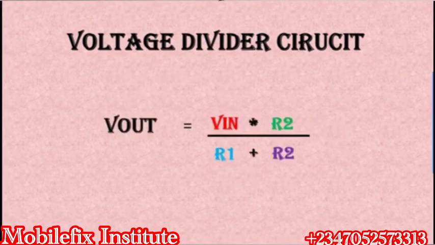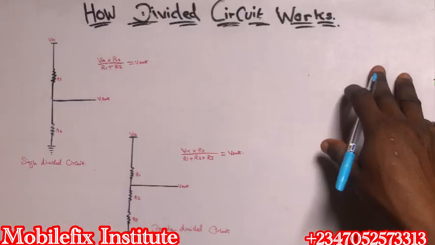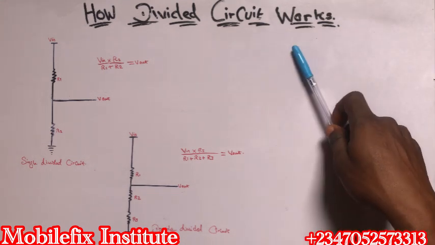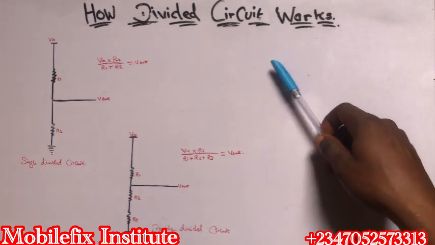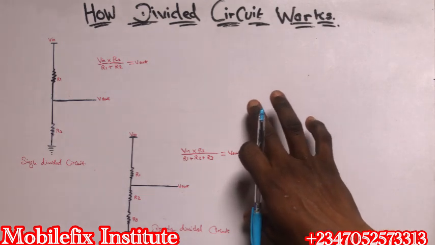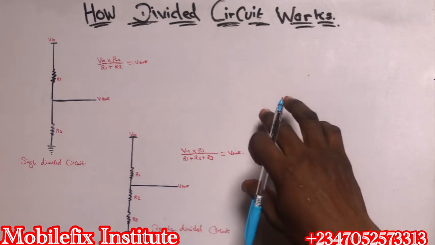Mobile Fix Institute, we are here to ensure that you understand why something works and how something works and how to make it work. So that is our goal. Our goal is to ensure that you don't only know what to do, but you know why you are doing it and how to do it. So in today's video, I'm going to explain to you how divided circuit works, so that when you are troubleshooting a phone and you meet this type of circuit, you will know what to do and how to calculate.